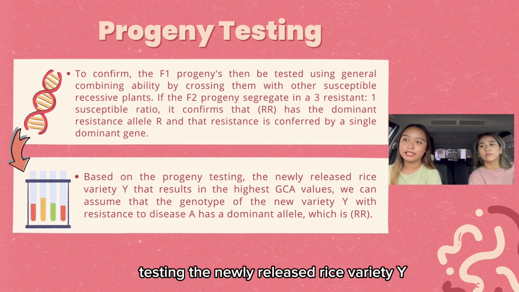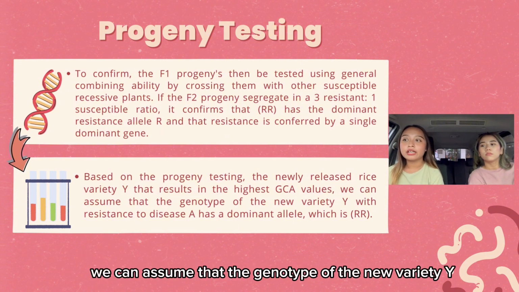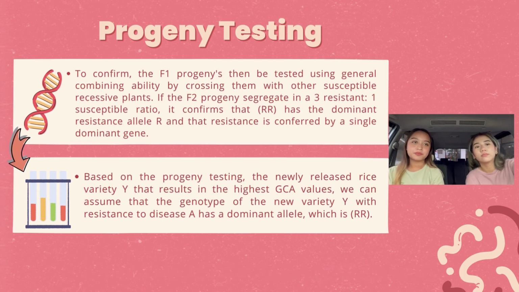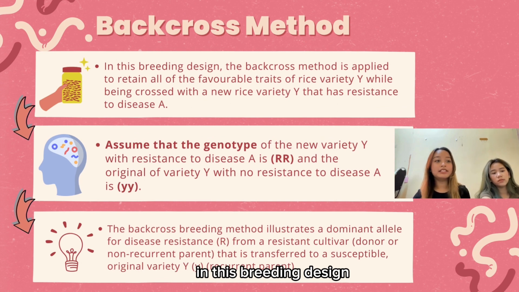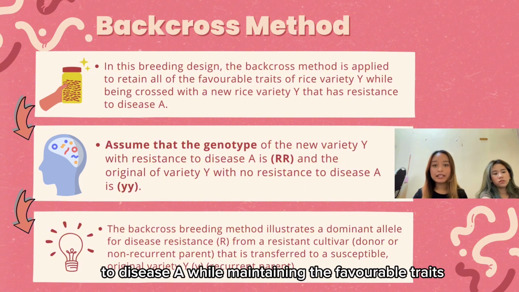Based on the progeny testing, the newly released rice variety Y results in the highest GCA values. We can assume that the genotype of the new variety Y with resistance to disease A has a dominant allele, which is RR. In this breeding design, the aim is to improve the resistance of rice variety Y to disease A while maintaining the favorable traits.